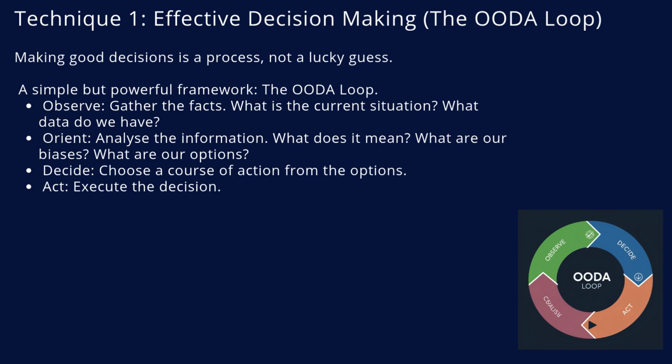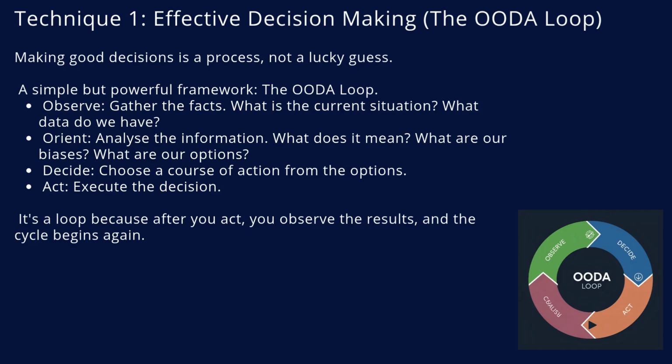Second, you orient, analyze the information, check your biases, and identify your options. Third, you decide, select the best course of action. And fourth, you act, execute your decision. It's a loop because as soon as you act, the situation changes. So you immediately start observing again to see the results of your action, and the cycle continues. It's a process of continuous adjustment based on real-world feedback.